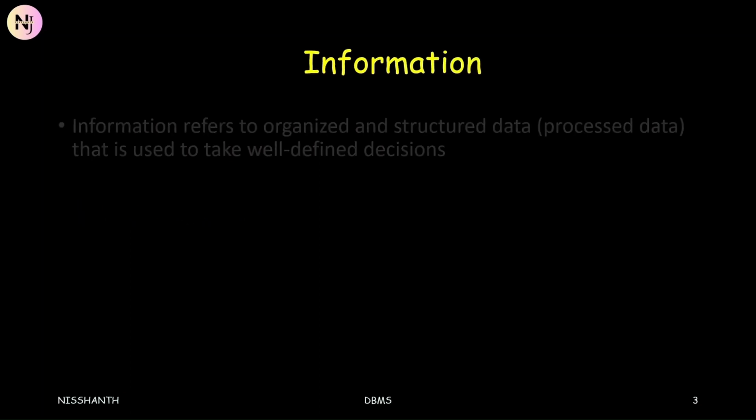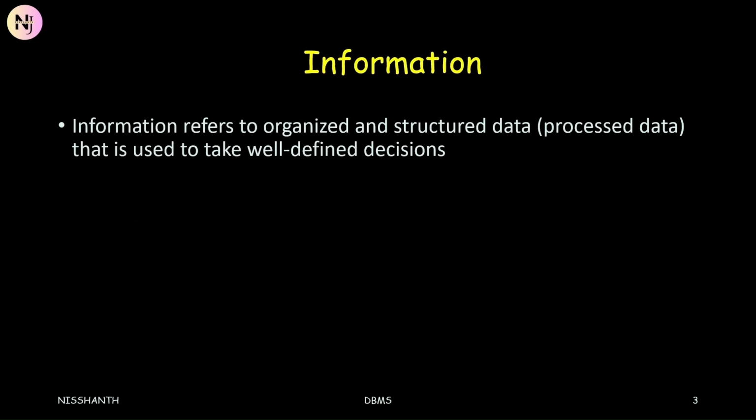So moving on to information. What is information? Information refers to organized and structured data, which is usually the processed data that is used to make well-defined decisions. So information means processed data. The data is cleaned, organized and given in a structural format to help the users understand the meaning of the data. This processed data is usually called information.